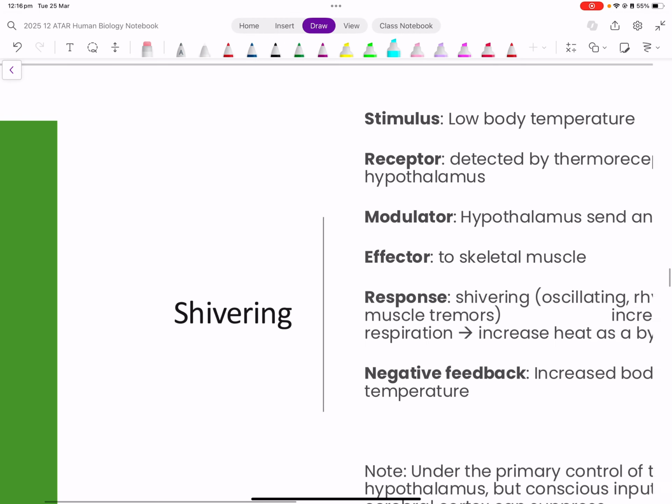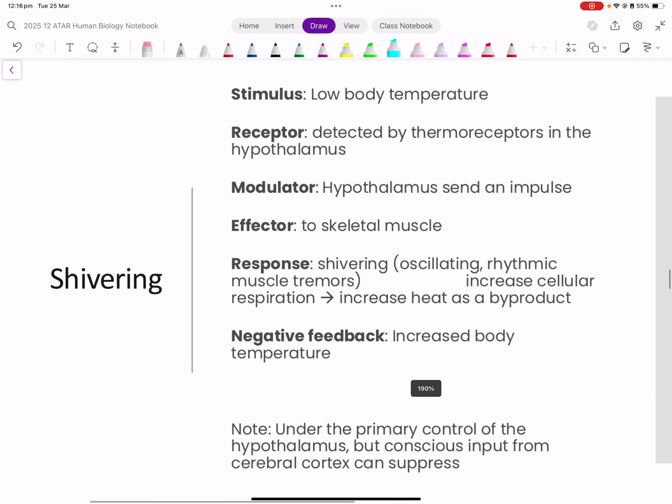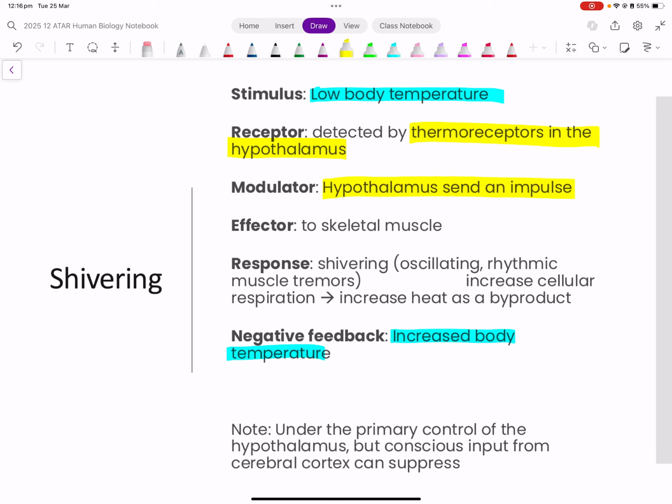Up next, our next mechanism of warming ourselves up is by shivering. So again, our stimulus is low body temperature, and I'm going to skip to the end result here. Shivering ultimately is going to do the opposite of our stimulus, which is increase body temperature. So much the same, I'm going to highlight things now in yellow, which are the same, and green for things that are different. So the receptor, once again, is thermoreceptors in the hypothalamus. This is the same. The hypothalamus, again, sends an impulse. Notice this time that it's not along sympathetic nerves. Instead, the hypothalamus sends an impulse along motor neurons to skeletal muscle. So this is slightly different now.